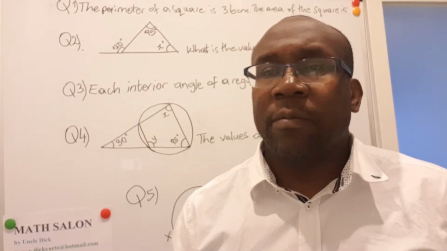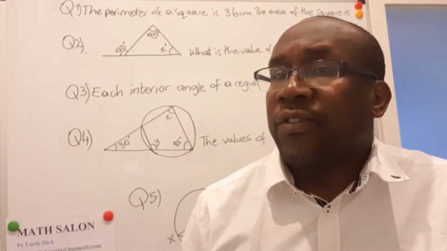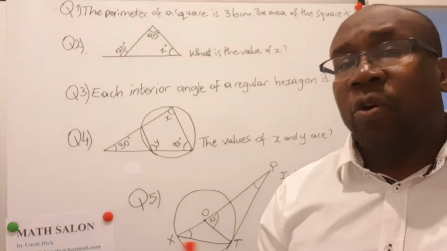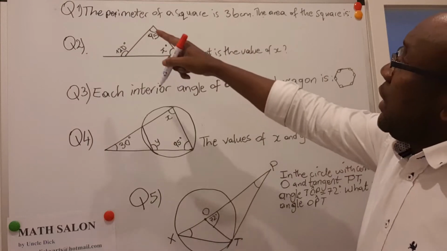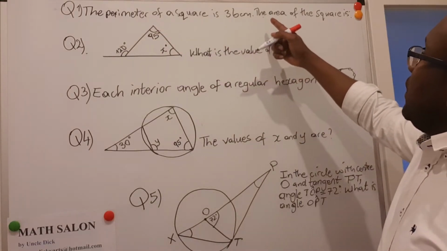I'm Dr. Anumende. Today we are going to look at GCE Ordinary level. So we have 5 questions that we'll be looking at today. They're about geometry. So the first question says, the perimeter of a square is 36 centimeters.